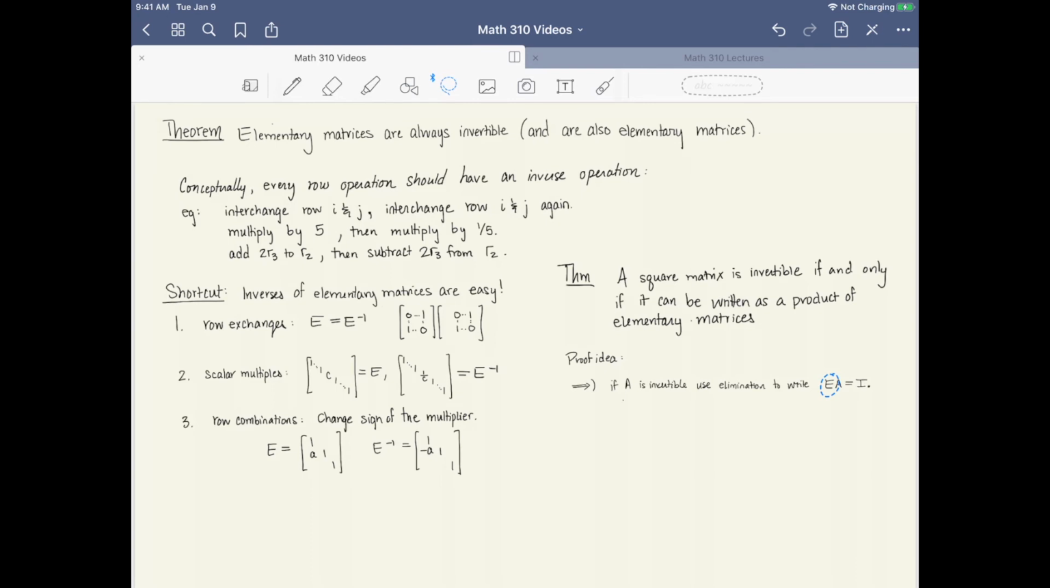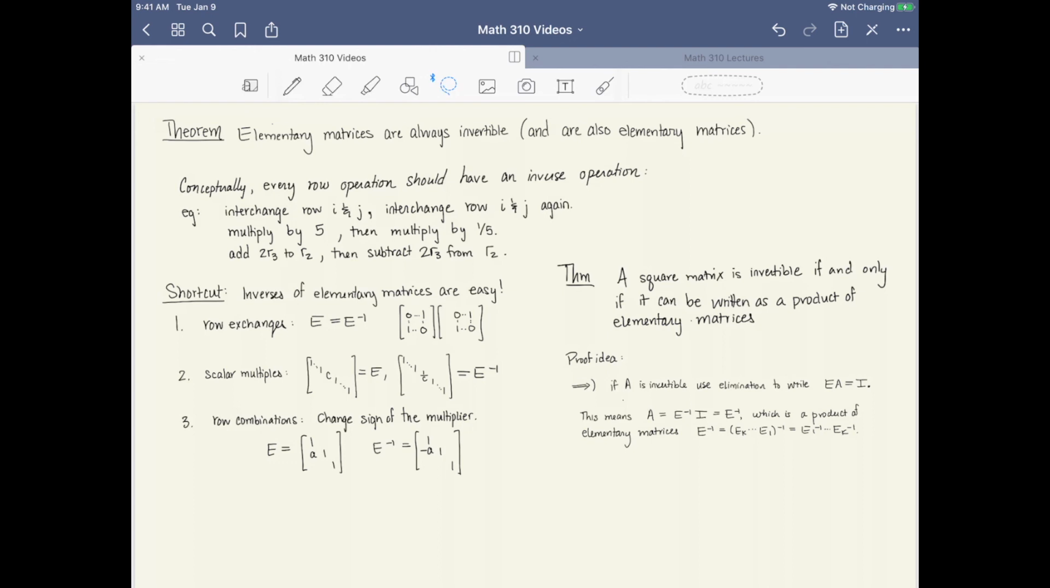Well, if EA is equal to I, then you can also write that A is equal to E inverse I. E itself is a product of elementary matrices, all of which are invertible, so E is invertible. So we write A as E inverse I, which is E inverse, noting that E and E inverse are products of elementary matrices. And this gives us the statement: A is a product of elementary matrices.